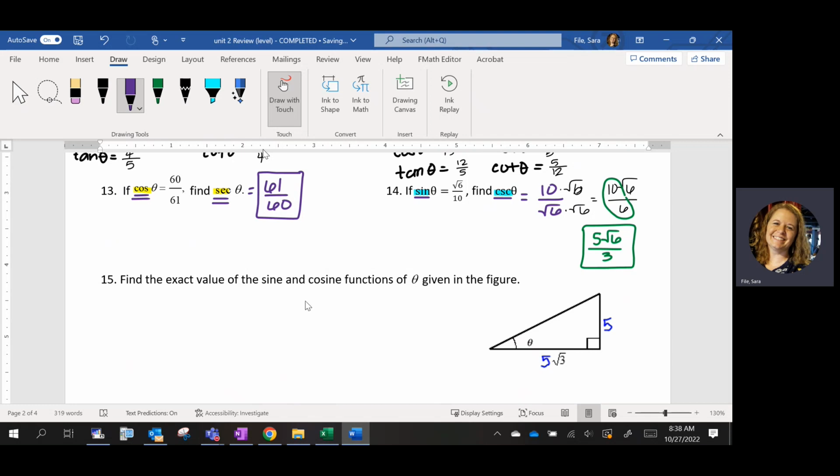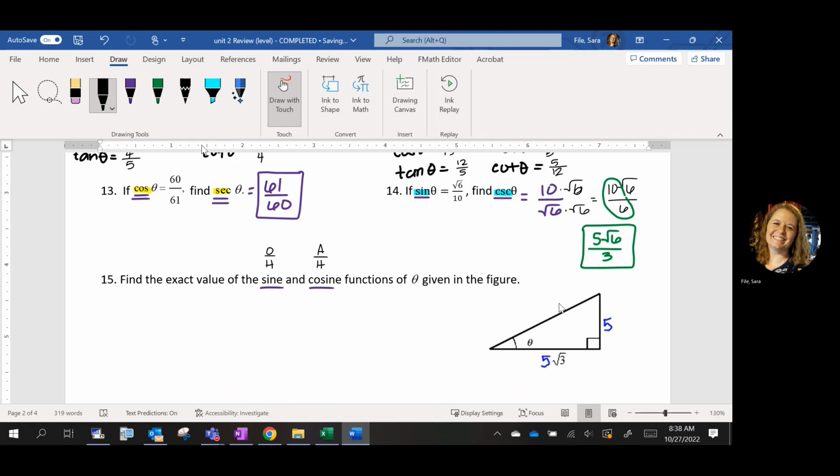Now they're asking us to find sine and cosine. Well, sine is O over H and cosine is A over H. So I need all three sides, don't I? I need O, A, and H, and I've only got two of them. So what did we say earlier? If you know two sides of a right triangle, how can you find the third? All right, so you can do Pythagorean theorem here.